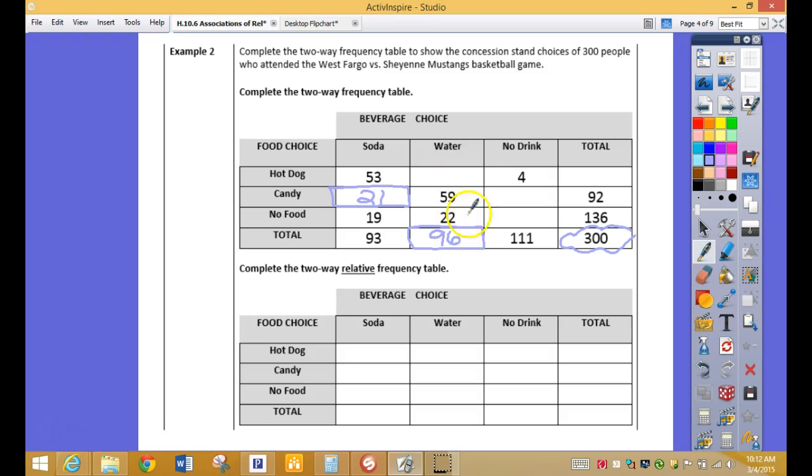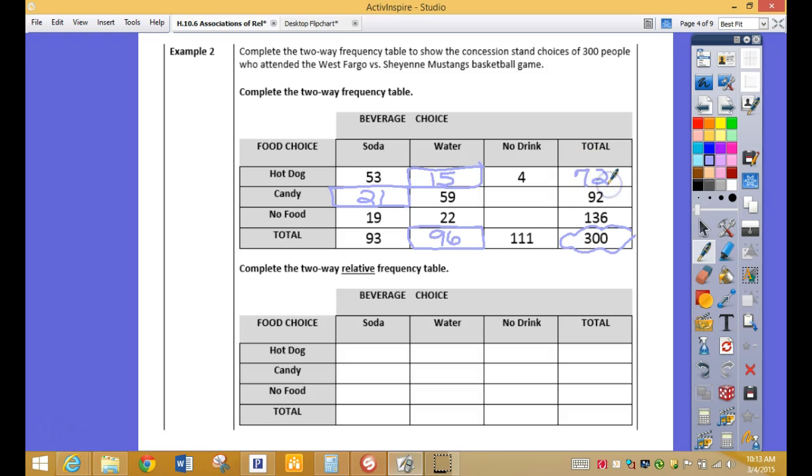Okay, now I can find this one, because this is the total. What's 96 minus 22 minus 59? What's left over? You get 15? Good. Now let's add these up, going across. What is 53 plus 15 plus 4? What's our total?